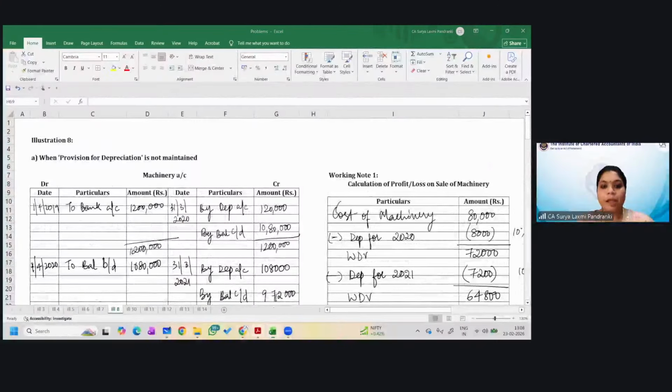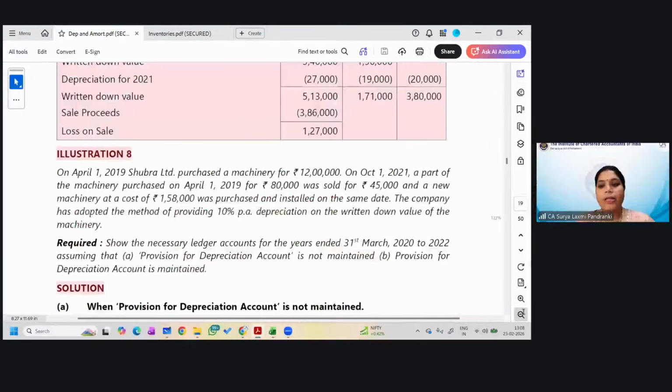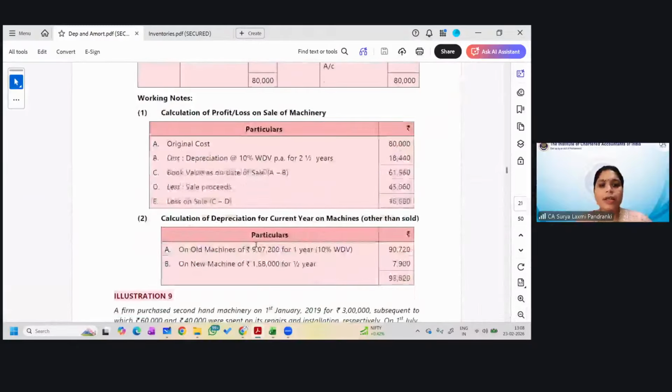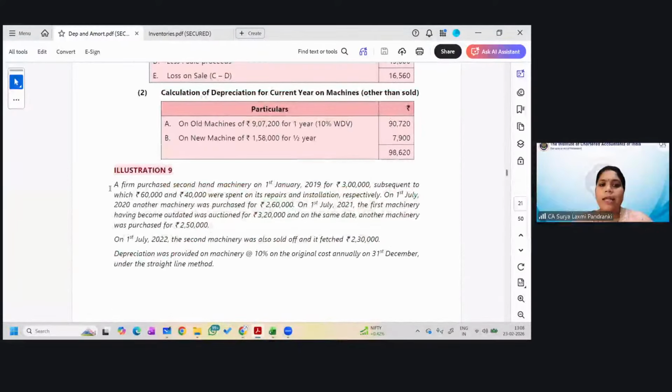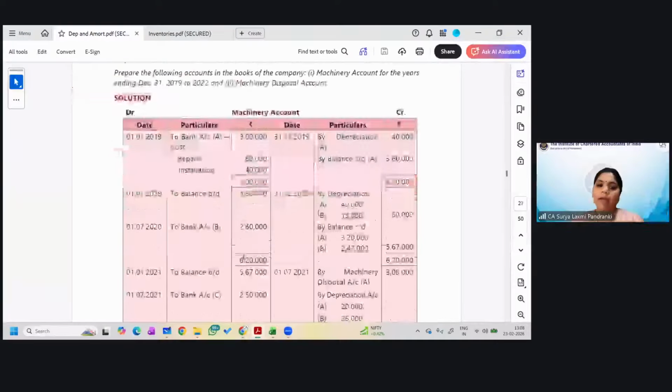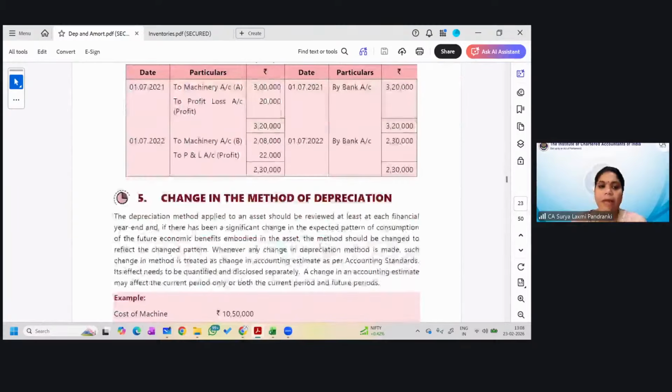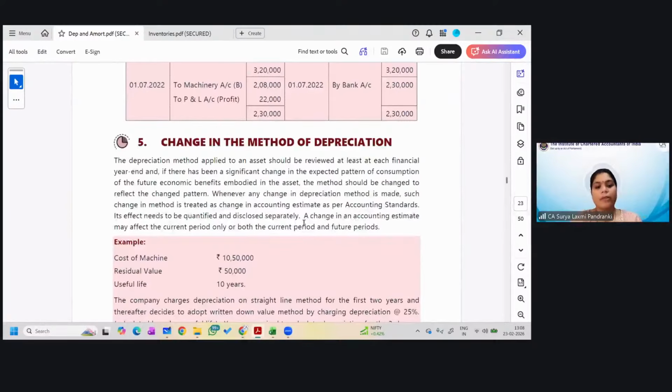Clear? Now, I'm not doing the 9th one, illustration 9, because it's almost the same. If you look at illustration 9, it is the same thing. They will give you different machines purchased and a machine is sold. So you will have to do it in the same way by recording the machinery account and the disposal account. Try this. I'll move to the next topic, which is changing the method of depreciation.